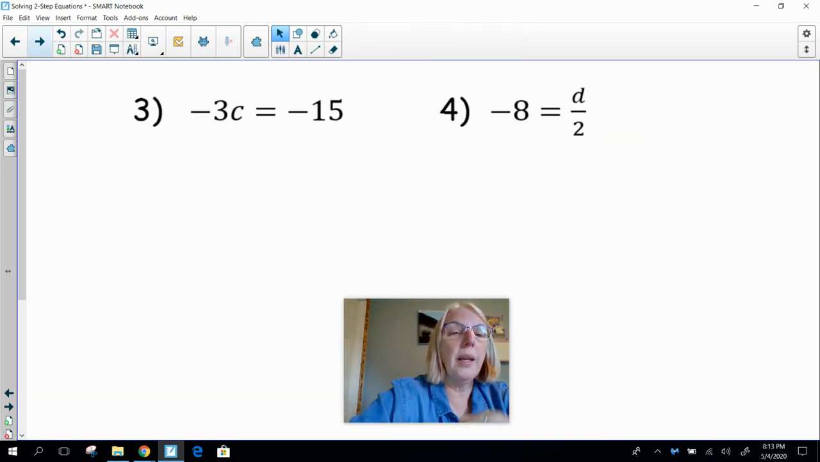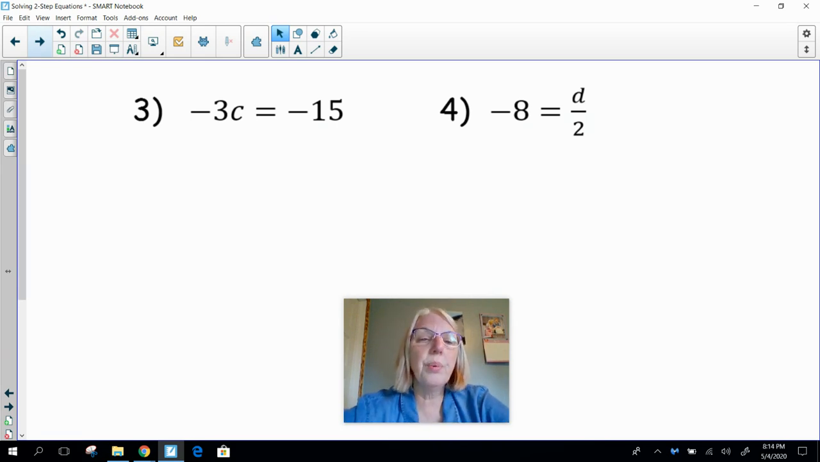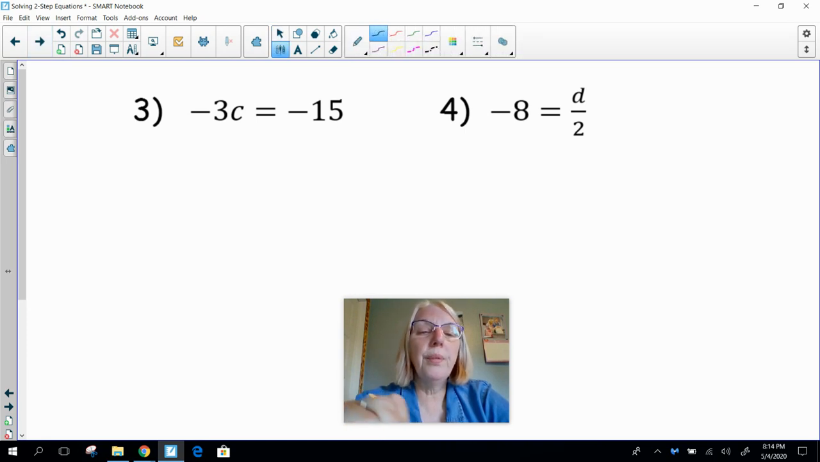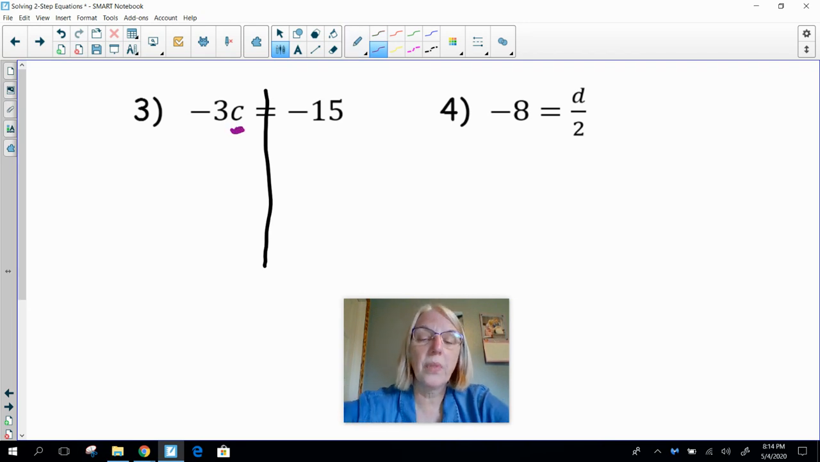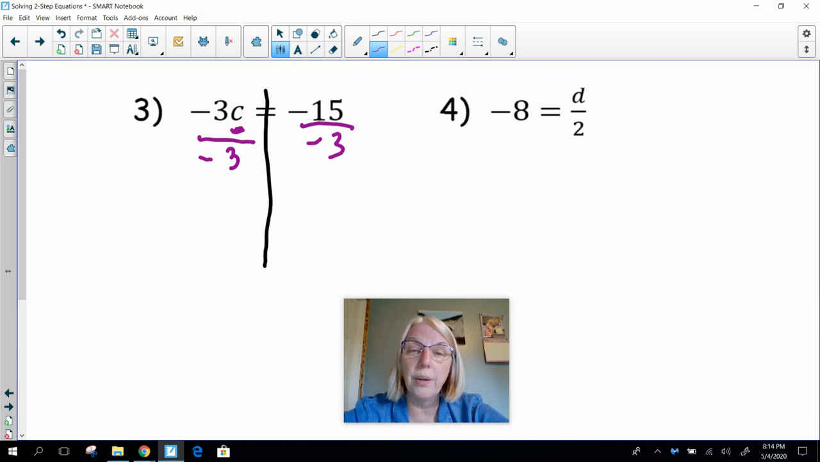As we move on, a little bit more quick reminder here. Look at problem 3. We're going to draw that line right through the equal sign. And then we say, well, what's happening to the variable, which happens to be C? We're multiplying by negative 3. What's the opposite? You're right, it's division. So we're going to take both sides and divide by negative 3. And you are more than welcome to use your calculator.